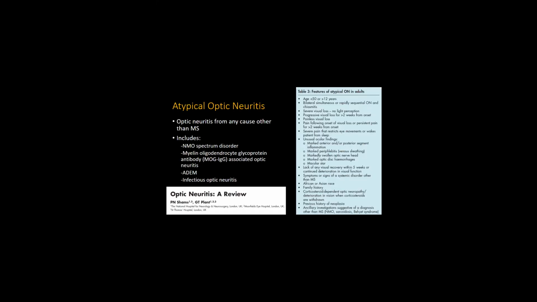Okay, now coming to atypical optic neuritis. This is optic neuritis from any other cause other than MS. So this includes NMO spectrum disorder, the MOG-associated optic neuritis, ADEM and infectious optic neuritis, and various other optic neuritis associated with systemic diseases. Several speakers have spoken about it, sarcoidosis and such, and I won't be talking about that. I'm just going to be concentrating on the NMO spectrum and myelin oligodendrocyte associated optic neuritis. So we already went through the atypical features.